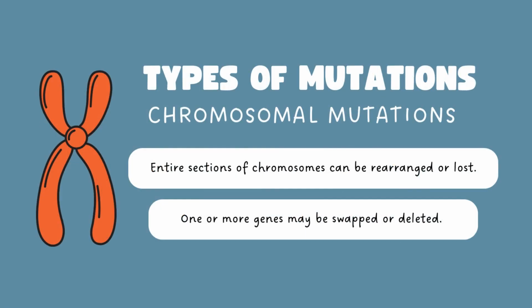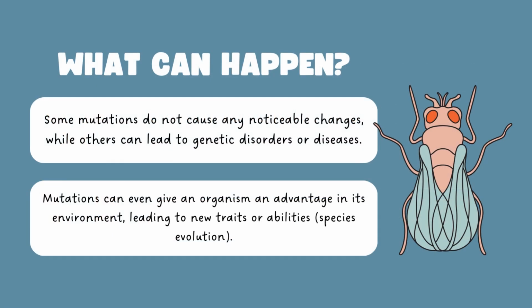In chromosomal mutation, entire sections of chromosomes can be rearranged or lost. One or more genes may be swapped or deleted. The question arises, what can happen with mutations? The answer is, some mutations do not cause any noticeable changes, while others can lead to genetic disorders or diseases. And mutations can even give an organism an advantage in its environment, leading to new traits or abilities, species evolution.